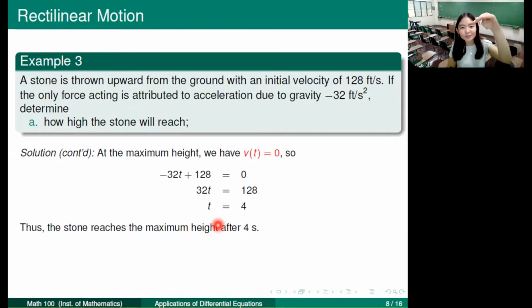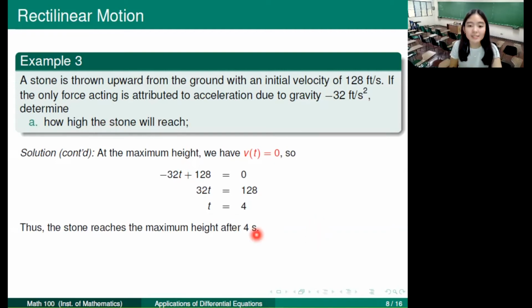So tumigil siya dun sa air at t equals 4. And from t equals 4 onwards, doon na siya bumaksak pabalik sa ground. So, na-achieve si max height at 4 seconds. But this is not what we want yet, no? Ang gusto natin ay yung mismong height, how high the stone will reach.